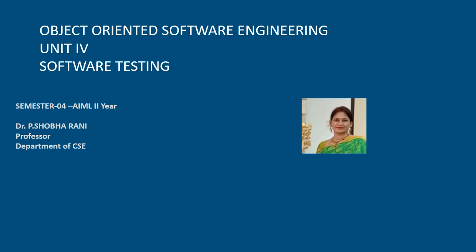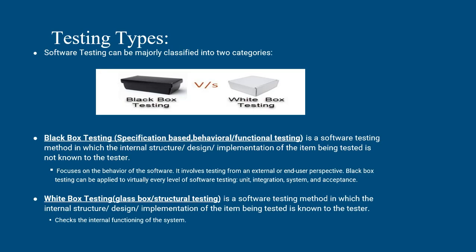Today we will try to discuss black box testing as well as white box testing. Software testing is majorly classified, as we all know, into two types: one is black box testing and the other is white box testing. In black box testing, the internal structure, design or implementation of the items being tested is not known to the tester. It focuses only on the behavior of the software.